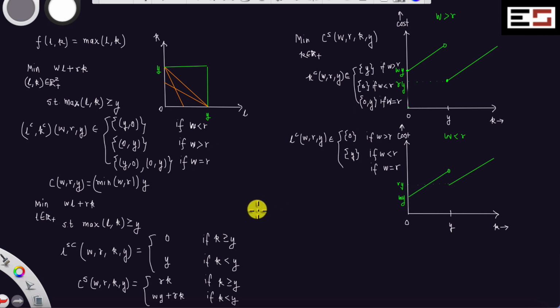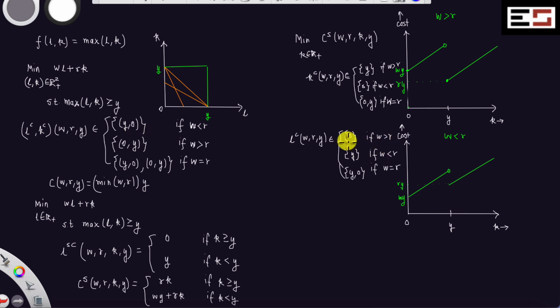And if w is equal to r, then k can be 0 or y. When k is 0, then labor is y, and when k is y, then labor is 0. So basically, you're going to get both these cases, y comma 0. Okay, and that's exactly what we have over here when we solve the long run cost minimization problem.